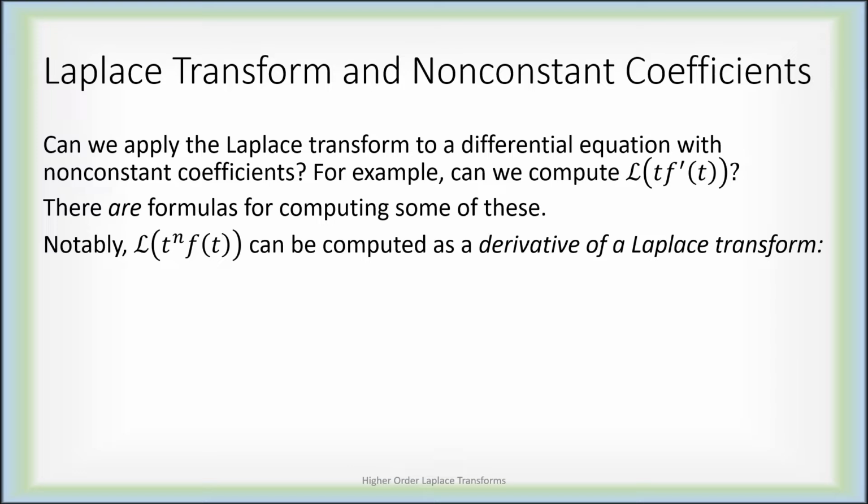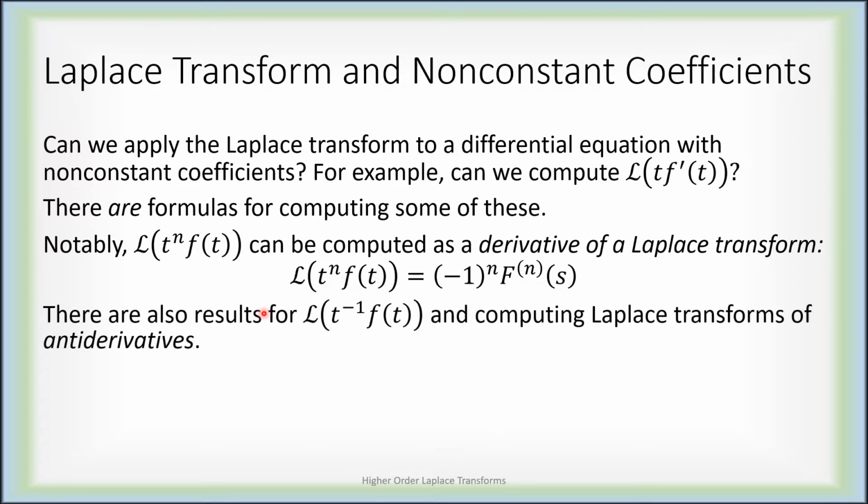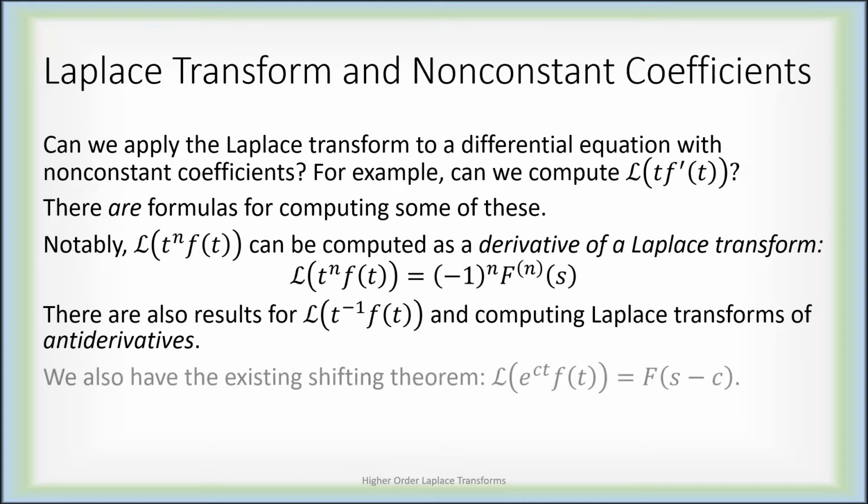Notably, we can take the Laplace transform of t to the n times a function. This can be computed as a derivative of a Laplace transform. It's actually an integration by parts kind of formula. So the Laplace transform of t to the n times f is negative 1 to the n times the nth derivative of the Laplace transform of little f. There's also results for when this power here is not positive. So the Laplace transform of 1 over t times f. And specifically up here, we didn't just have t times f, but we had t times f prime. So this would be the antiderivative of f, and there are Laplace transform formulas for computing such things.